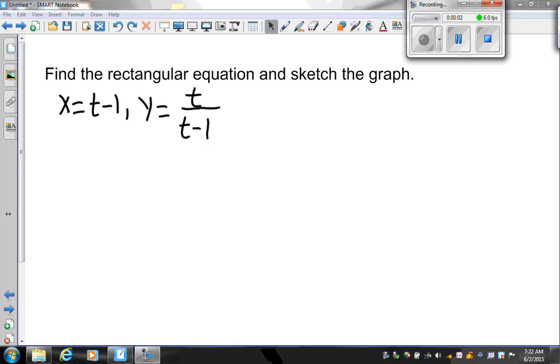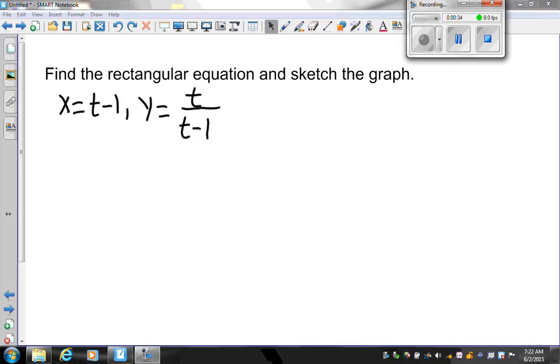When we have a set of parametric equations, we would oftentimes like to have a graph of those parametric equations. One way to do that is to find the rectangular equation that is related to the parametric equations and sketch the graph there, and then decide on orientation and any restrictions that may occur on the graph. So here we are asked to find the rectangular equation and sketch the graph. x equals t minus 1 and y equals t divided by t minus 1.